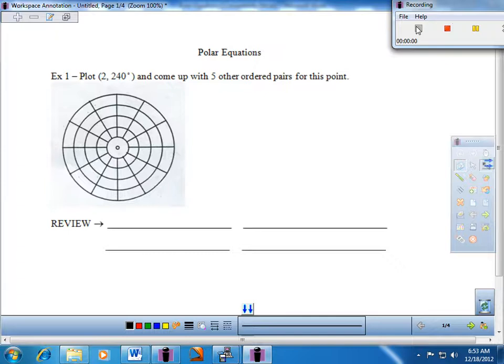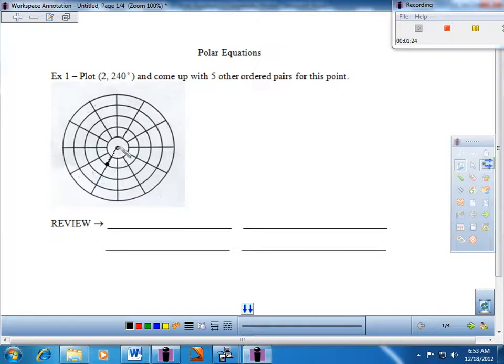Example one, it says plot (2, 240 degrees) and come up with 5 ordered pairs for this point. Okay, so let's first of all do the 240 here. Remember what I talked about yesterday: do the theta first. I think that's really helpful. So here's the 240 terminal side if I rotate around like this. And a positive r value keeps us there. And so as a result, I'm seeing that point right there. I'm going to go ahead and draw sort of just a dotted line going to it.